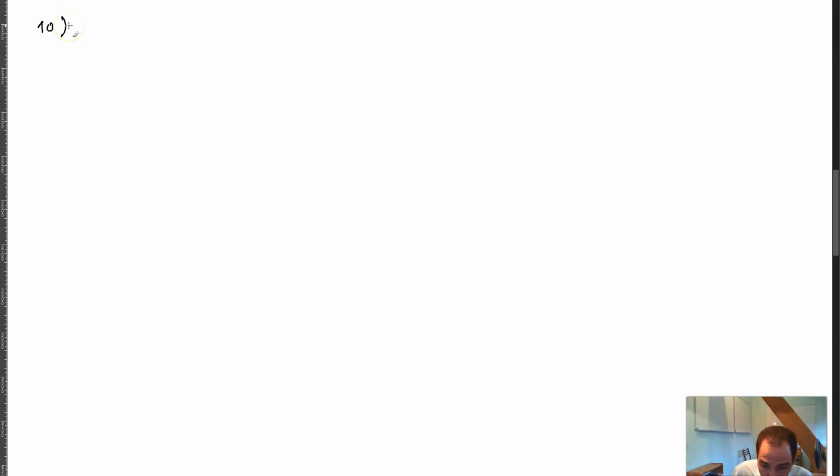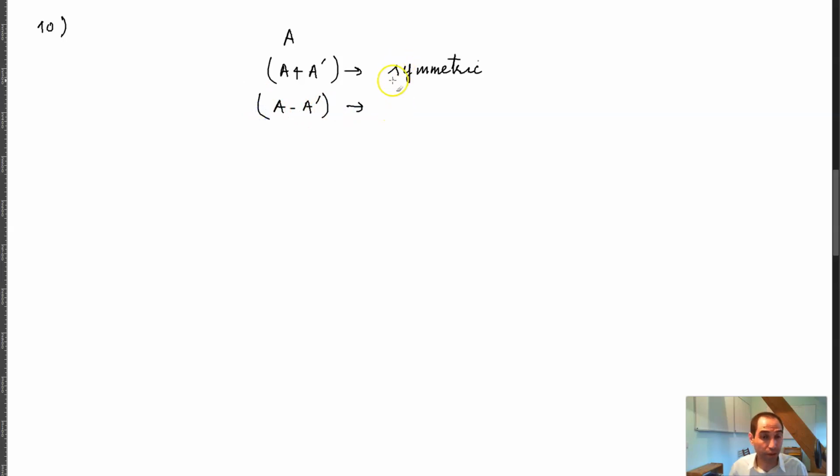Okay, so question number 10. You want to express these matrices as the sum of a symmetric and a skew-symmetric matrix. And we said that basically if you have some square matrix A, then A plus A prime is always a symmetric matrix, and A minus A prime is a skew-symmetric matrix.